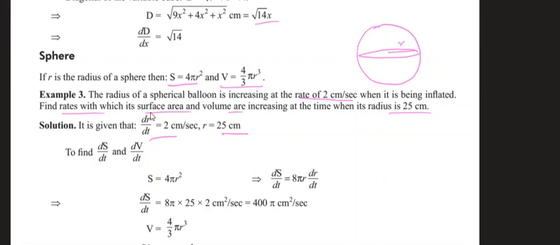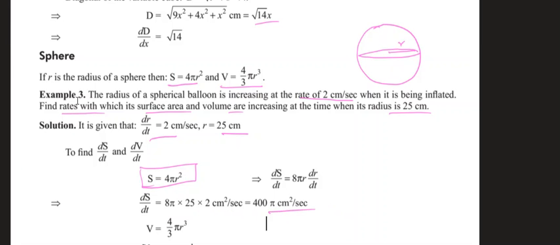Now let us work out the surface area and volume, so ds by dt and dv by dt. S is equal to 4 pi r squared, for which we can work out ds by dt is equal to 2 into 4 pi r, so 8 pi r into dr by dt. Now you can substitute ds by dt is equal to 8 pi into etc. and finally get this one.